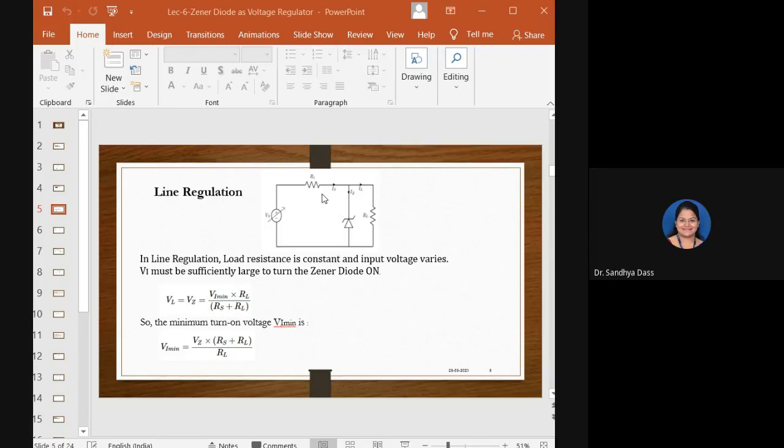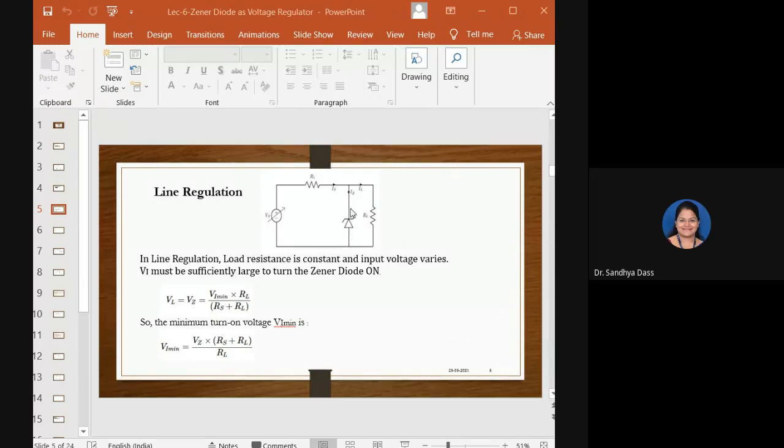RS is the series resistance that is connected in series with the Zener diode there. And RL is the load resistance that is connected across the Zener diode. So here in the line regulation, the load resistance will be maintained constant and the input voltage will be varied.